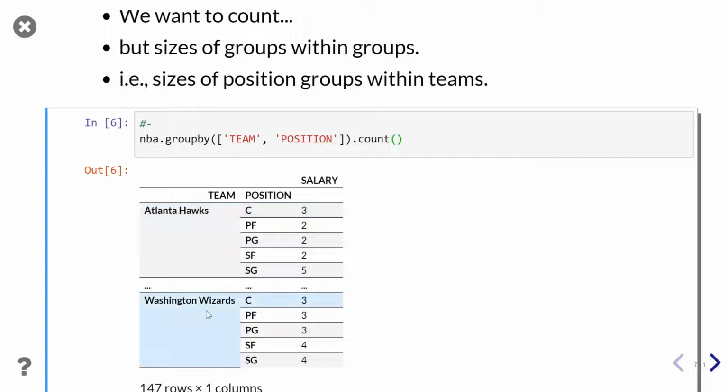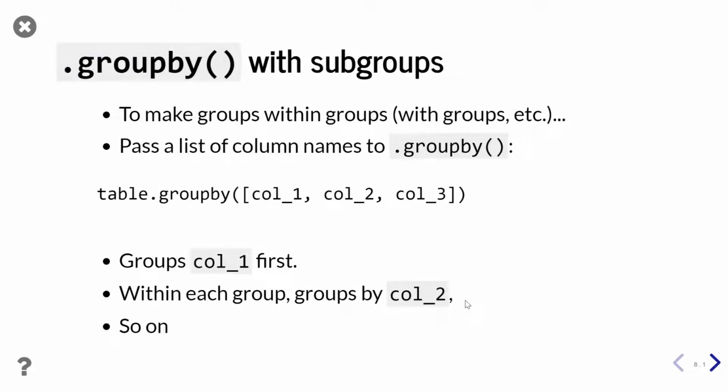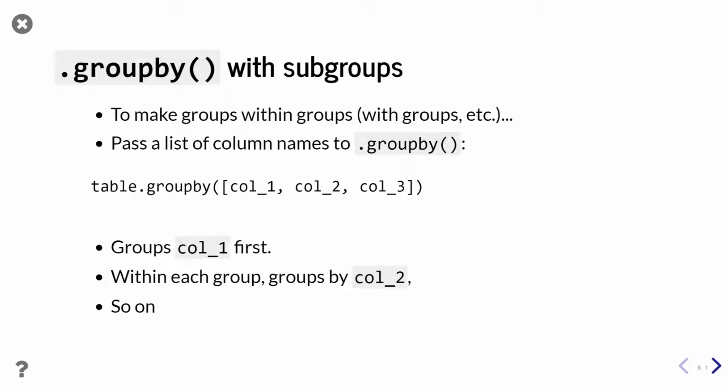So it's done this for each team, which is exactly what we wanted. Now, to make this more precise, we could even group within the groups. So instead of grouping by just 2 columns, we could group by column 1, and then within those groups, group by column 2, then within those groups, group by column 3, and so forth. You could have as many as you want.